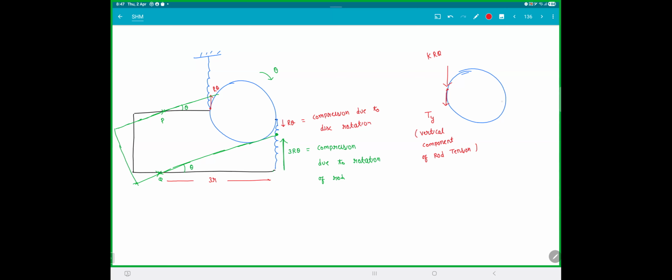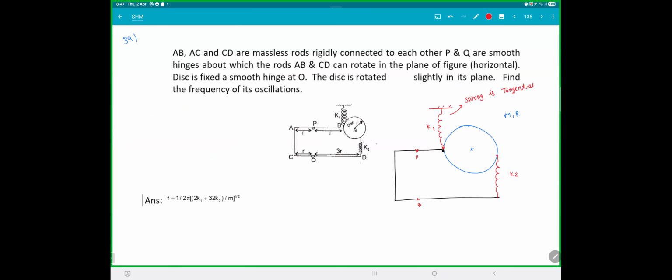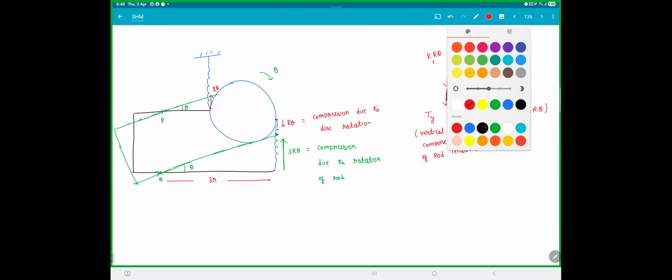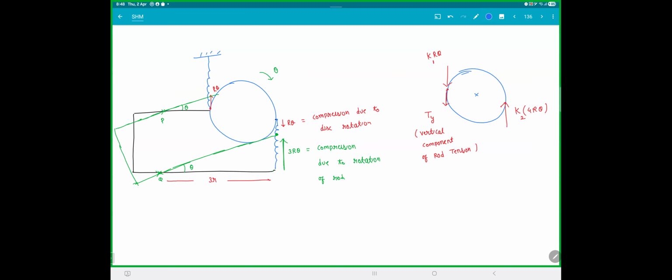And here, this spring is pushing it up by k into 4r theta. I think the spring constants are different, no? K1 and K2. So this is K2 and this is K1. All clear so far? So I know K1, I know K2. So if I take torque about the center, my only headache is if I can find Ty, my job is done, isn't it? I still need to find Ty, the tension in the rod.